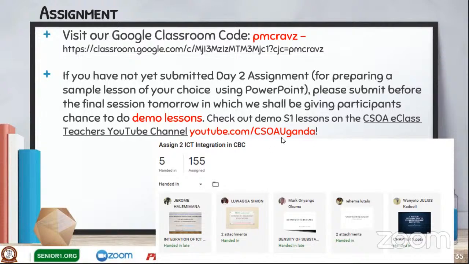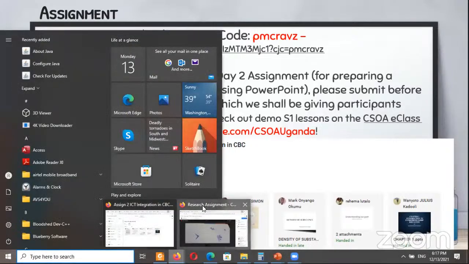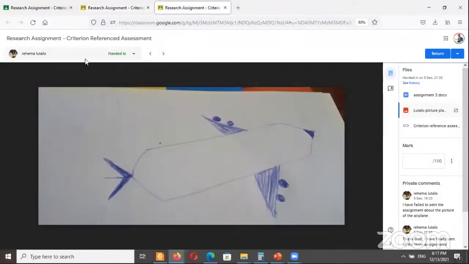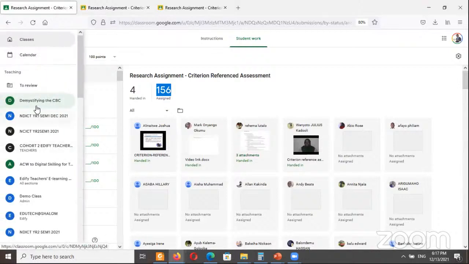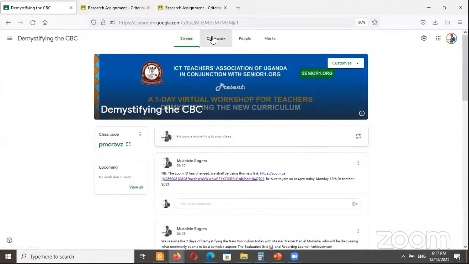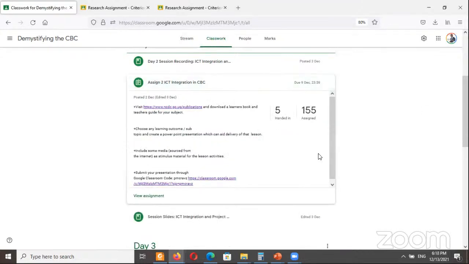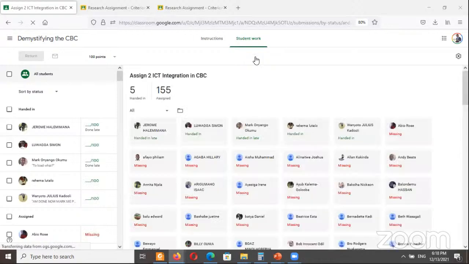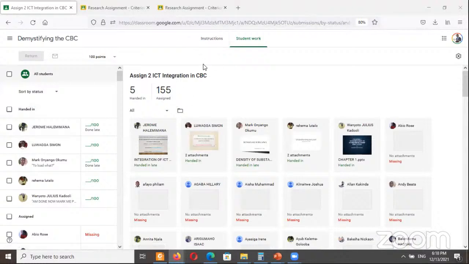So we gave you an assignment on this Google Classroom. It was an assignment on day 2. We gave it early enough. We are going to be using that tomorrow as we wrap up. The assignment was about ICT integration. And we told you to create a PowerPoint lesson of a topic of your choice. That is what we told you. A topic of your choice, go to your syllabus book and make a PowerPoint lesson.